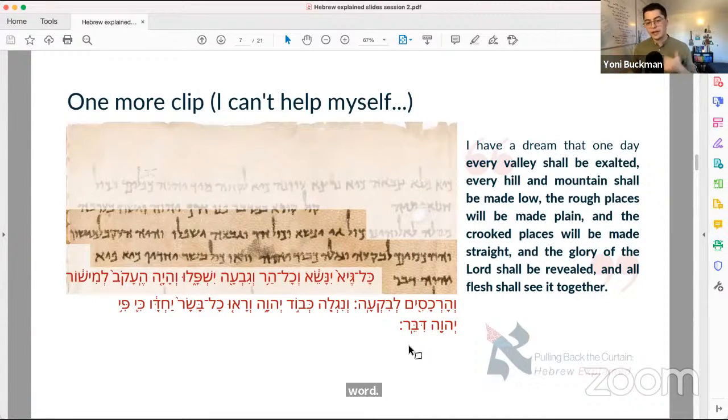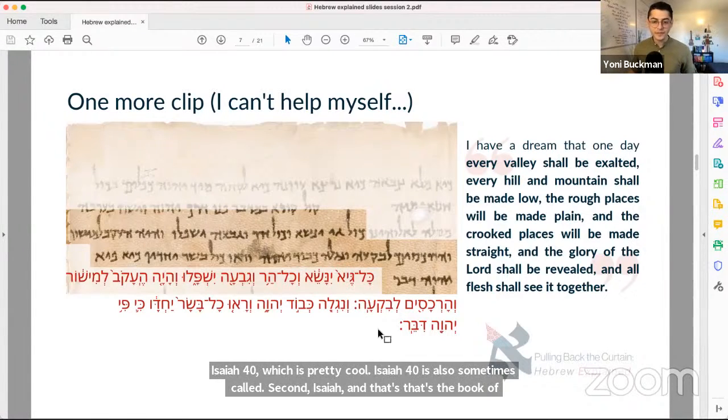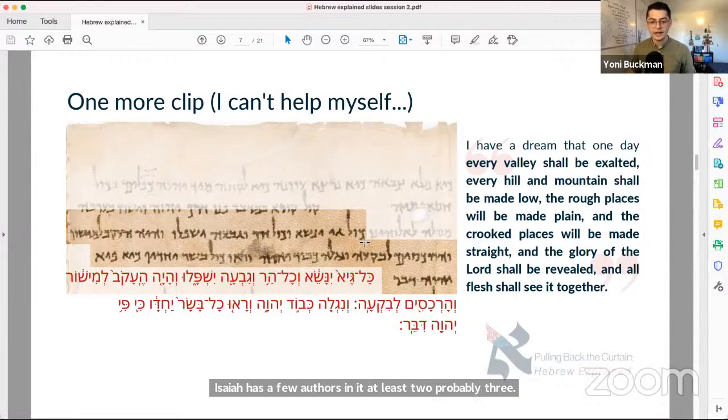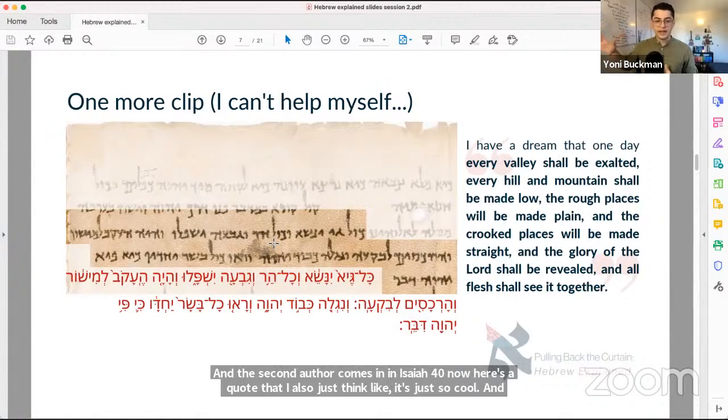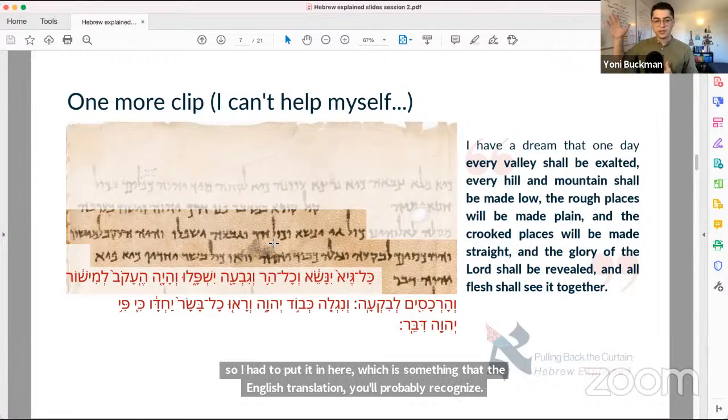Now, here's a quote that I just think is so cool, so I had to put it in here, which is something the English translation you'll probably recognize. I tried to highlight it as best I could. Now there are no vowels in here, which we'll talk about in a second, but you see it says, kol gei naseh v'kol har v'giv'ah, right? Every valley will be uplifted and every mountain shall be lowered.